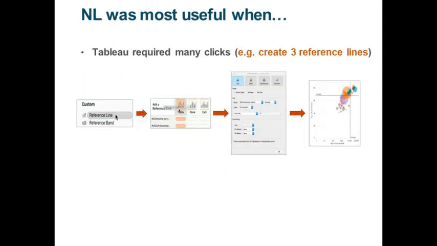We also were able to explore the kinds of situations in which natural language was most helpful to our users. So one of these situations was when drag and drop required many clicks to complete a task. And an example of this in Tableau is creating a reference line. So the sequence of things you see here on the slide are the series of dialogues that you have to go through in order to create a reference line on your chart in Tableau. And so that's several clicks just to create one, and you can imagine if you had to create several reference lines, this could take a while. Whereas with natural language, you could just ask for the reference line in a single sentence.